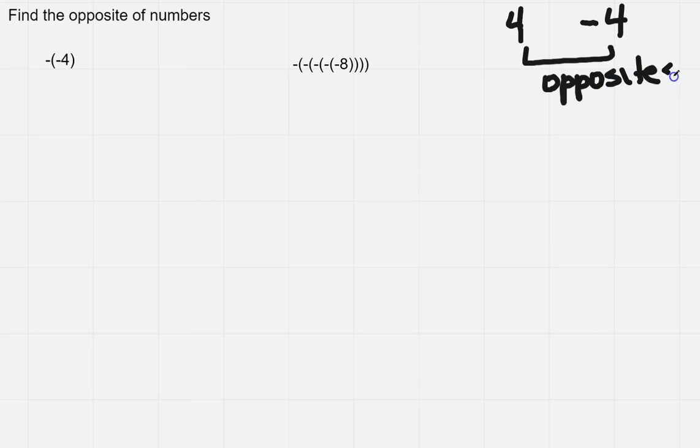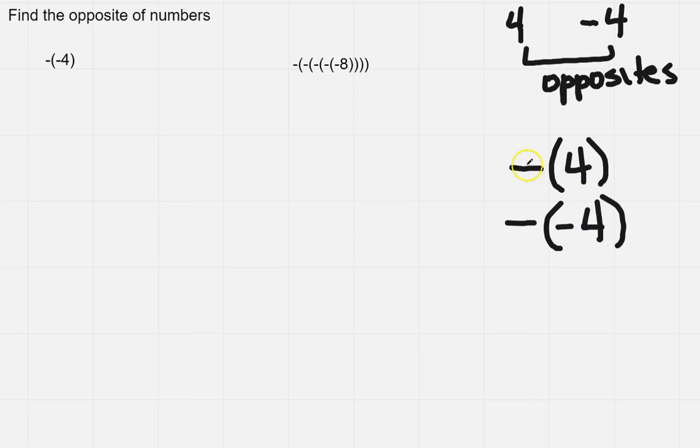Now, how do I write that? Well, I have used the minus sign out in front to tell me that's going to be the opposite of 4, or the opposite of negative 4. So the opposite of positive 4 is negative 4. The opposite of negative 4 is 4.